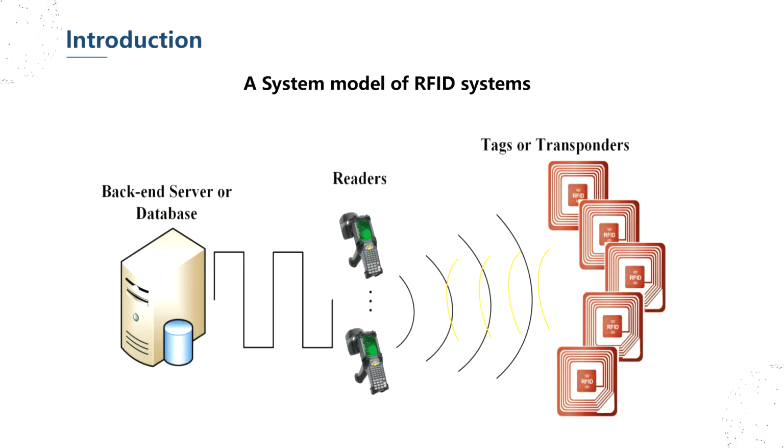An RFID reader scans the tag and sends the tag information to the back-end database system that filters, analyzes, and stores the data and then passes on useful information to other enterprise application systems for further processing. The database system can have multiple readers located in different places sending data through wired or wireless networks.